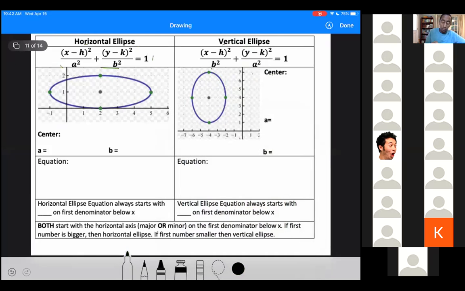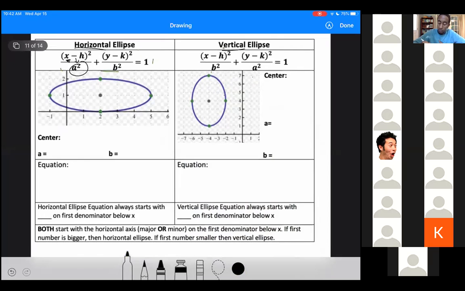All right, so the equation for a horizontal ellipse, the basic concept to know is that in the horizontal ellipse, the a squared is under the x. In the vertical ellipse, the a squared is under the y. That's the biggest difference and really the only difference between the two. So here's how I remember it.